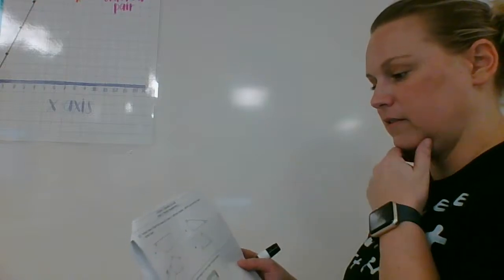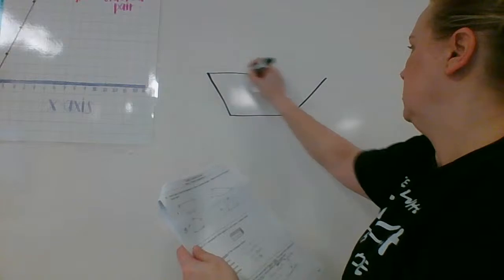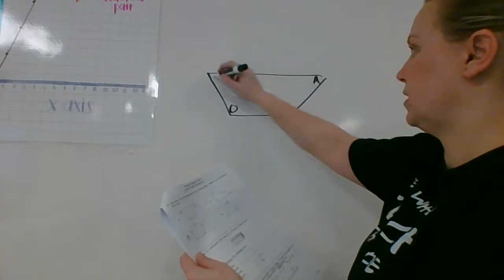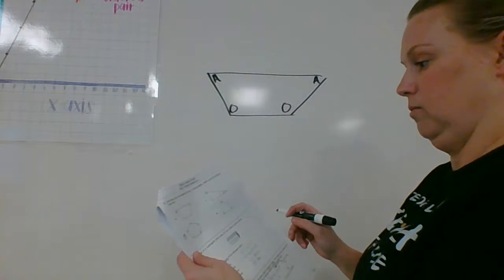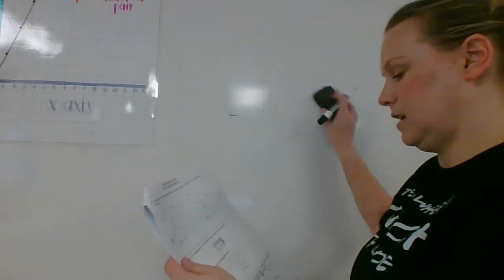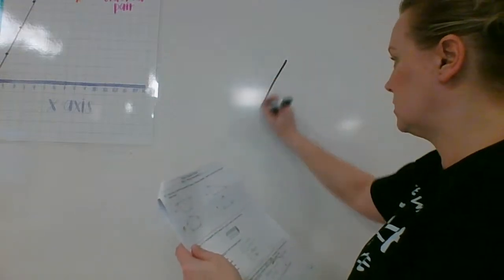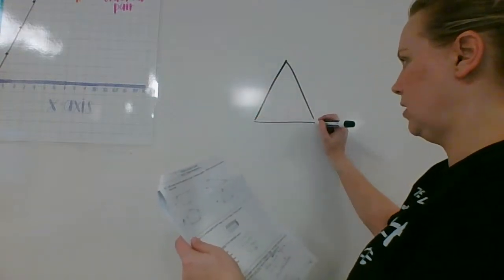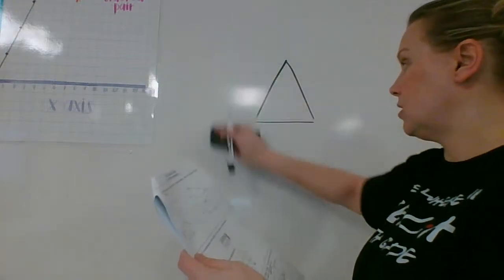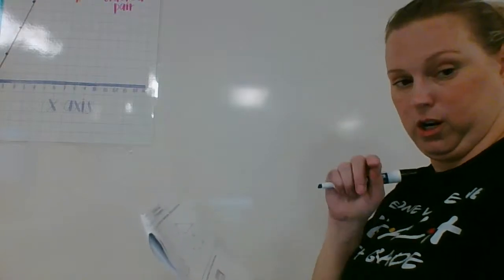A looks like it has some obtuse angles. Obtuse here and obtuse here, but these two look to be acute. So it doesn't have 3. C looks like it has 1 right angle and 2 acute angles, and D looks like it has all acute angles. So B has 3.